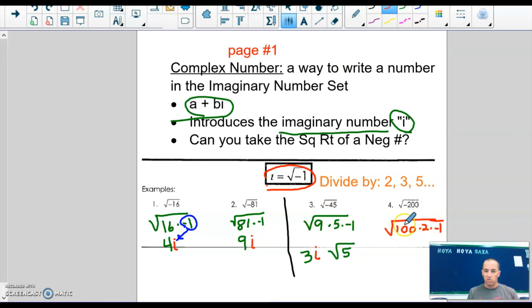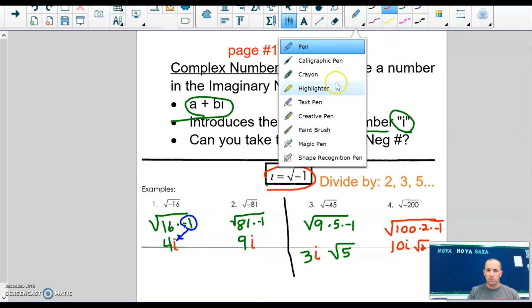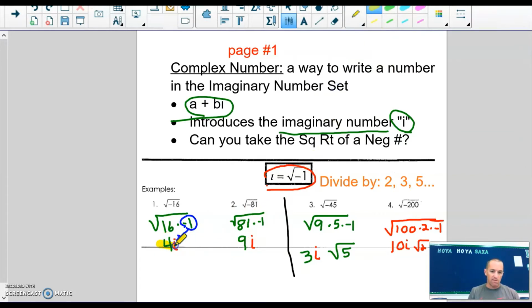So the square root of 100 is a perfect square. So we will call that 10. Square root of 2 is not perfect, so we don't take the square root of it. That's a 2. And the square root of negative 1 is the imaginary component to this problem. So our answers for these 4 problems are 4i, 9i, 3i square root of 5, and 10i square root of 2. So that is how we take the square roots of negative numbers.